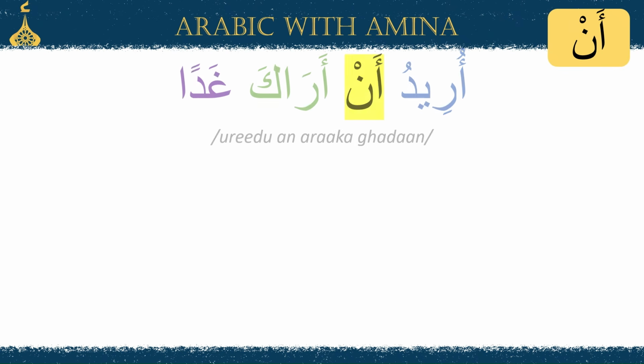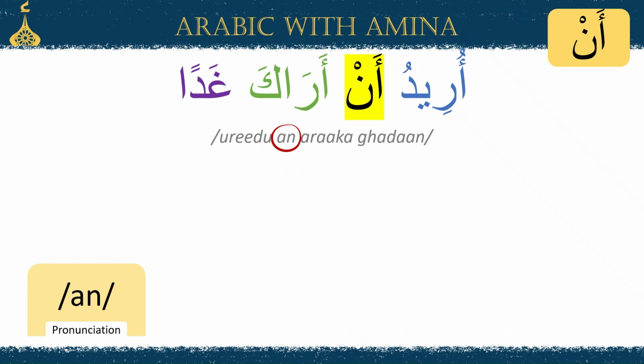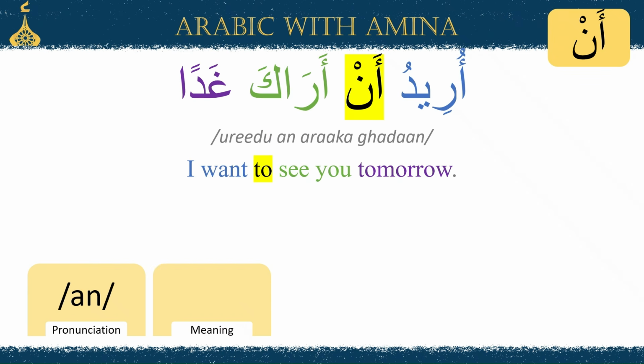أريد أن أراك غدا. From our sentence, we can see the pronunciation. This particle is pronounced as an. أريد أن أراك غدا. From the translation, we can find the meaning. I want to see you tomorrow. So, an obviously translates to the word to.